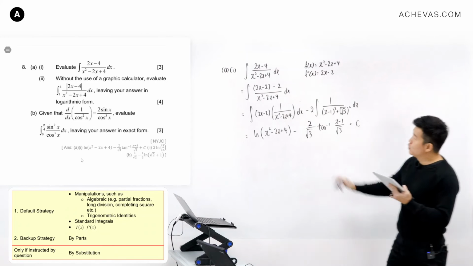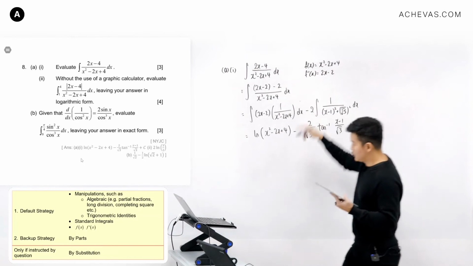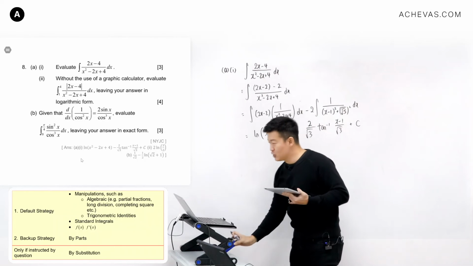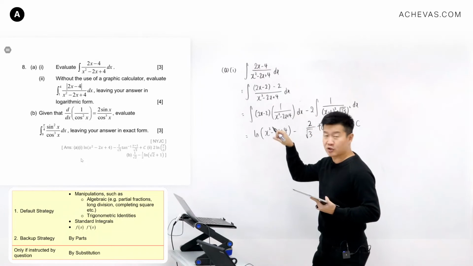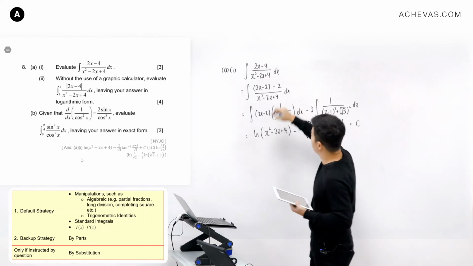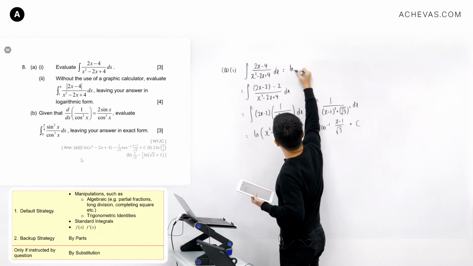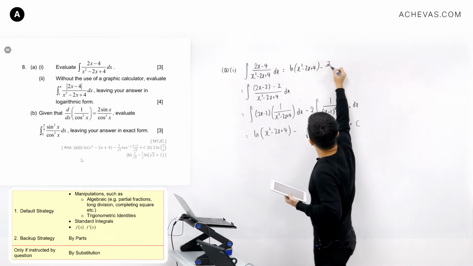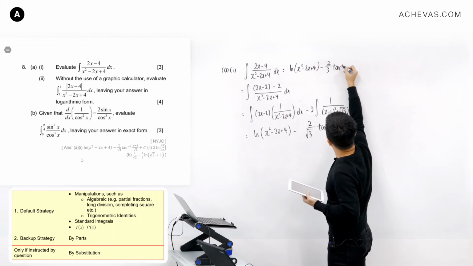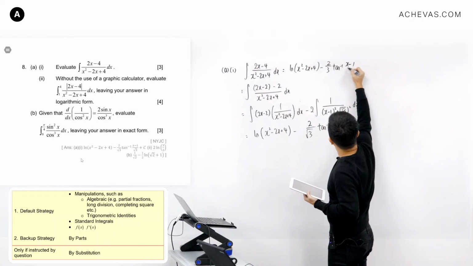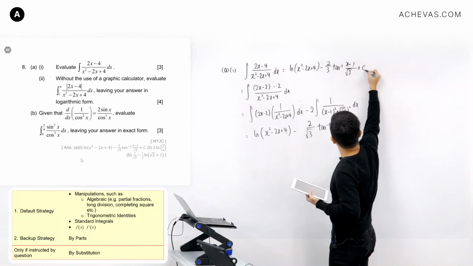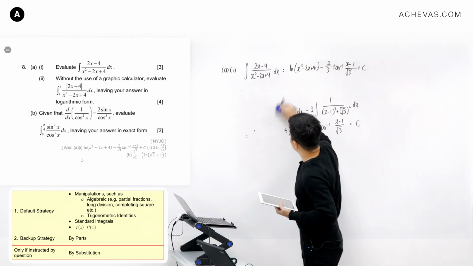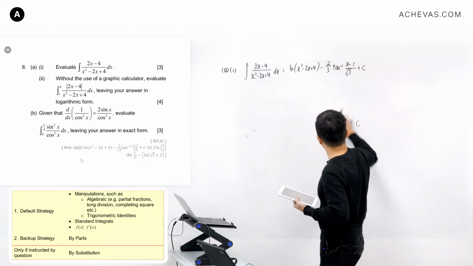And in part 2, we have the answer already. Let me just write it down here. I'm going to be making use of part 1 to do part 2, since the expression looks so similar except that there's this extra modulus. So this is equal to ln of x squared minus 2x plus 4, minus 2 over square root of 3 tangent inverse of (x minus 1) over square root of 3, plus c. And I'm going to make use of this result to integrate part 2, which comes with a modulus.